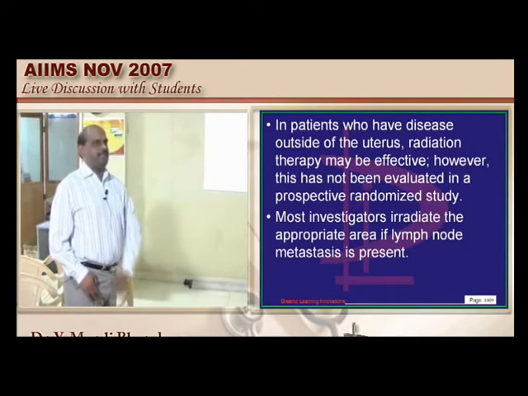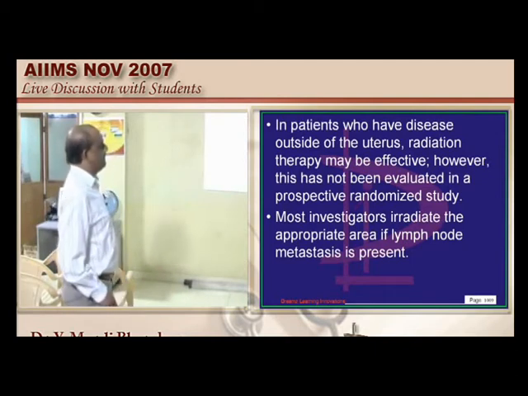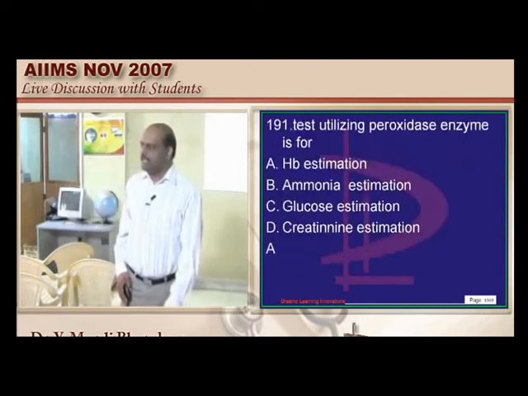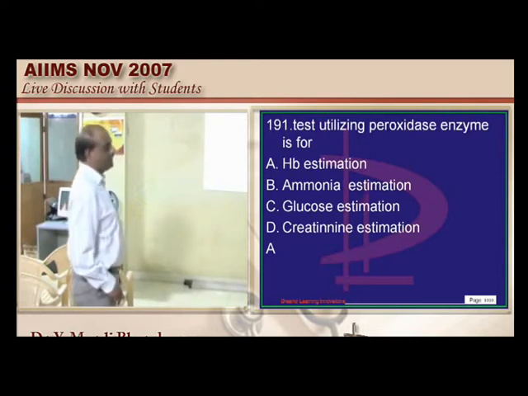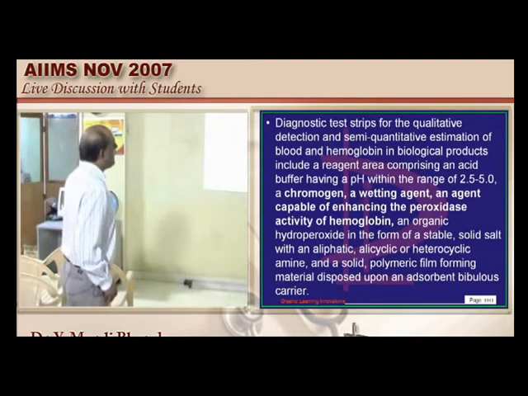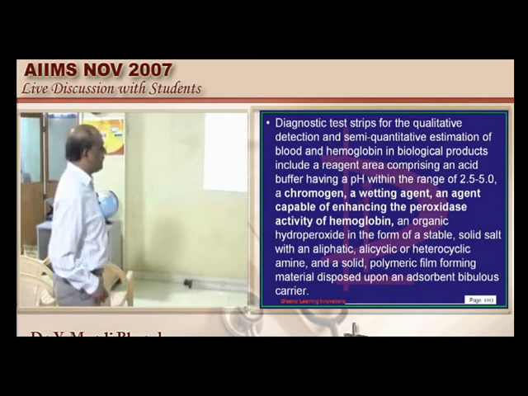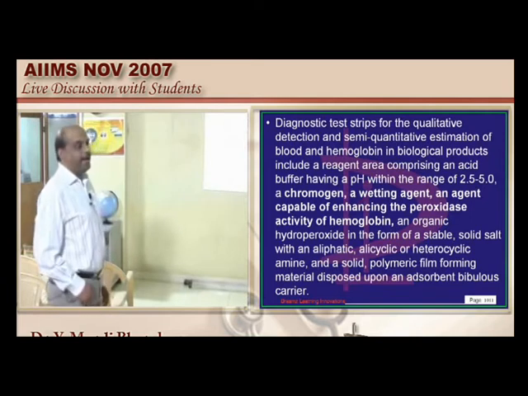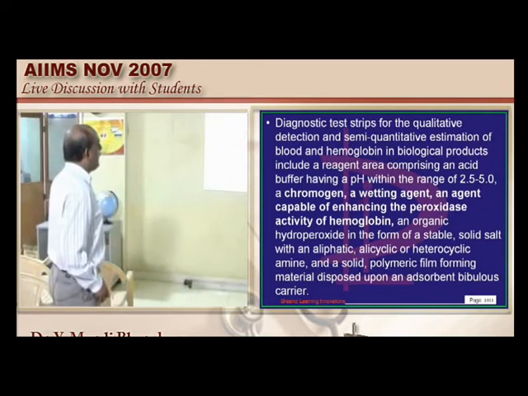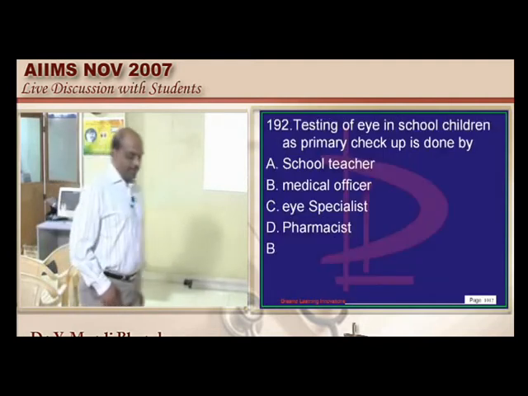Similarly, if lymph node metastasis is there also, post-op radiation is very much recommended. Peroxidase enzyme, typically where is it used for? Estimation of what? For the qualitative detection of blood and hemoglobin in biological products, you will be using the peroxidase activity of the hemoglobin, and you will be using an organic hydroperoxide in order to prove that. So HB estimation and peroxidase enzyme are very much associated.